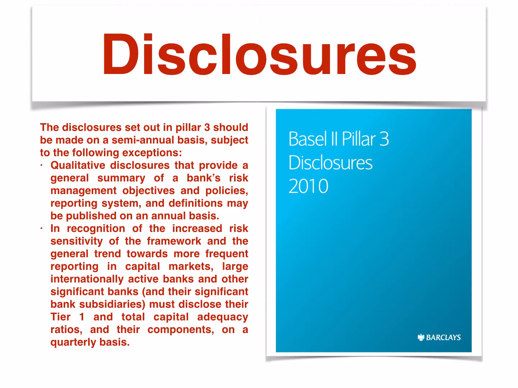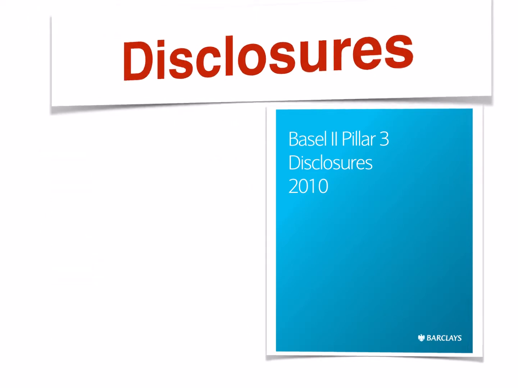In recognition of the increased risk sensitivity of the framework and the general trend towards more frequent reporting in capital markets, large internationally active banks and other significant banks, and their significant bank subsidiaries, must disclose their Tier 1 and total capital adequacy ratios, and their components, on a quarterly basis.